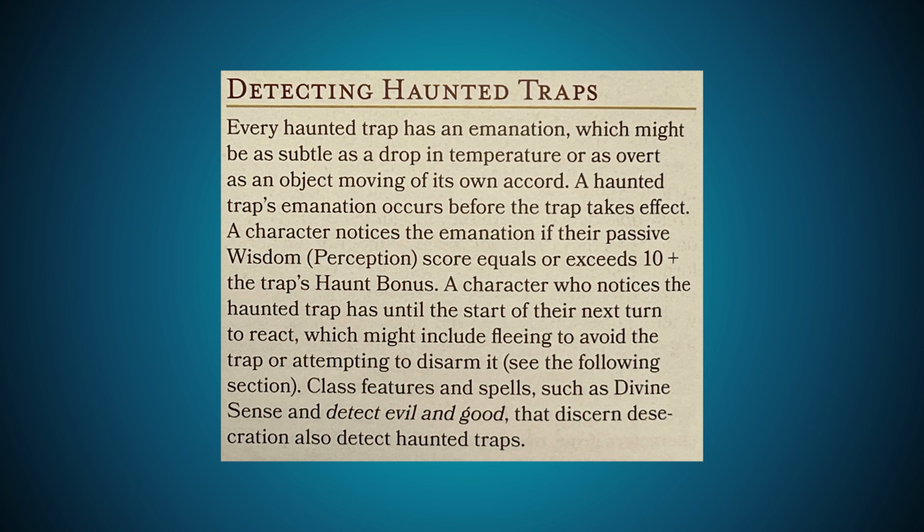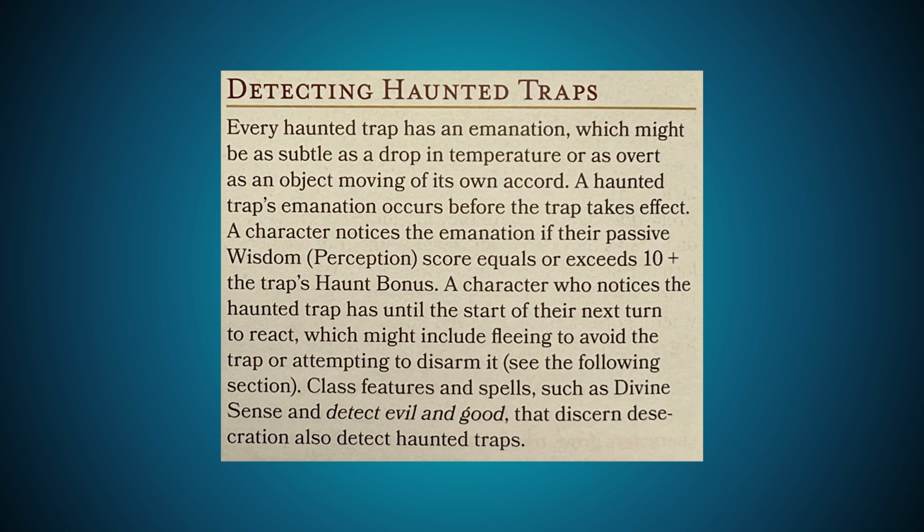Every haunted trap has an emanation, which might be as subtle as a drop in temperature or as overt as an object moving of its own accord. A haunted trap's emanation occurs before the trap takes effect. A character notices the emanation if their passive Wisdom (Perception) score equals or exceeds 10 plus the trap's haunt bonus. A character who notices the haunted trap has until the start of their next turn to react, which might include fleeing to avoid the trap or attempting to disarm it.